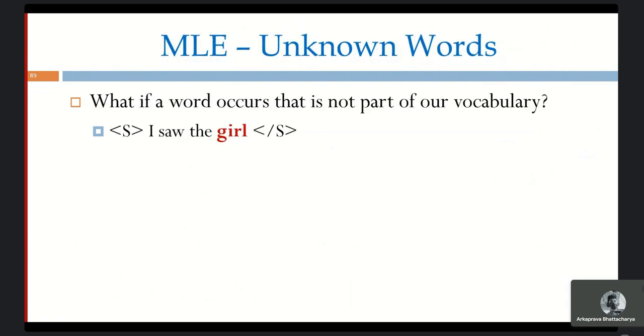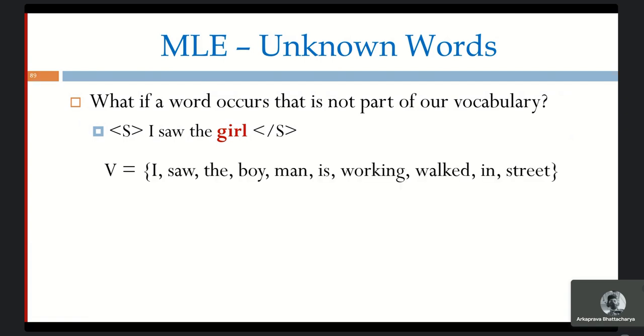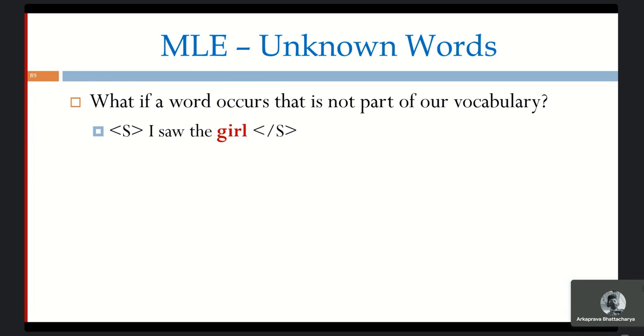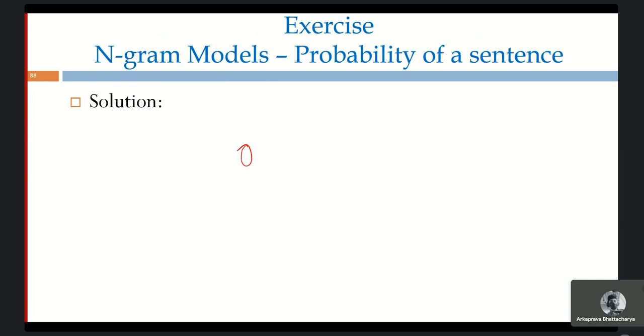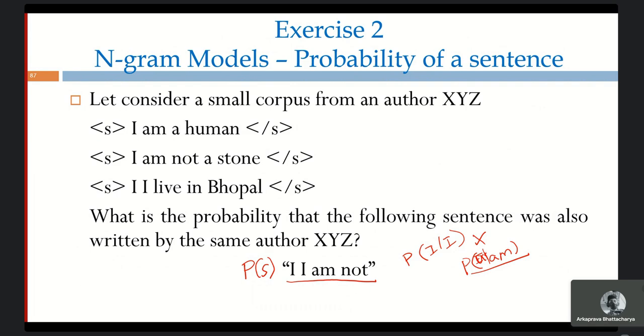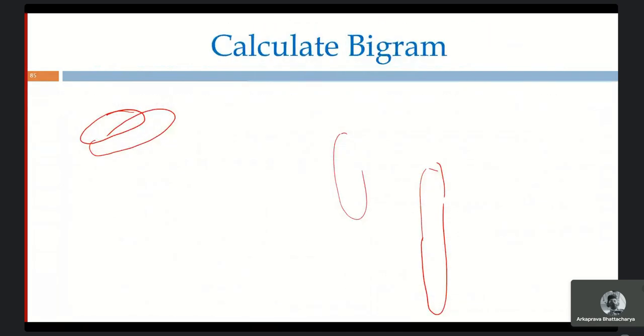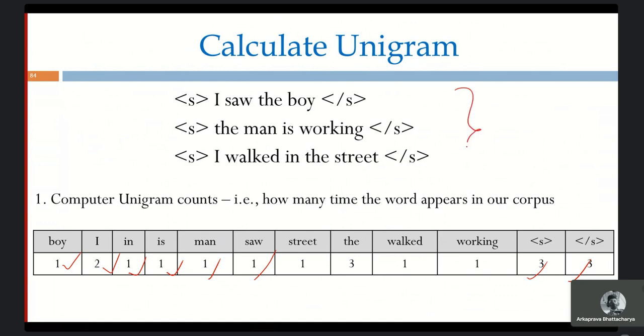So this is what I was talking about, the zeros, that is, maximum likelihood and unknown words. Let's suppose I have another sentence for which I want to find the probability: "I saw the girl." Let's suppose I'm considering the previous data as my training data.